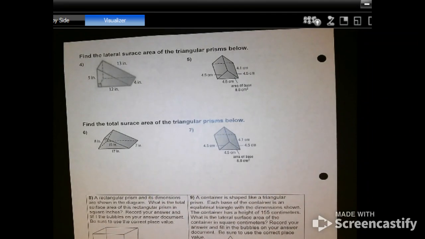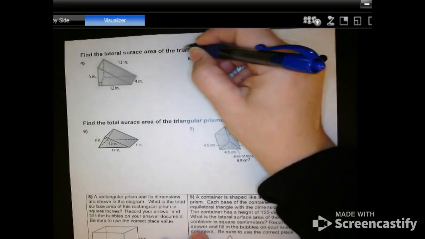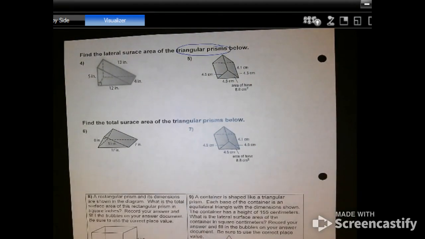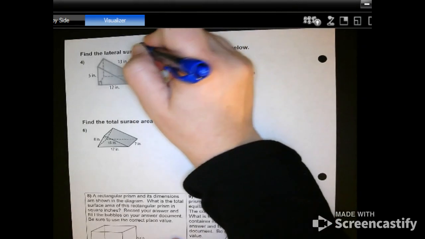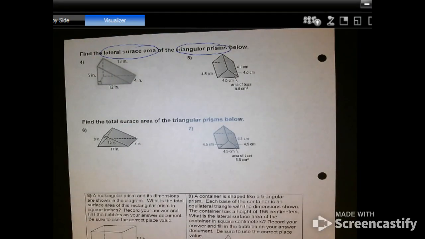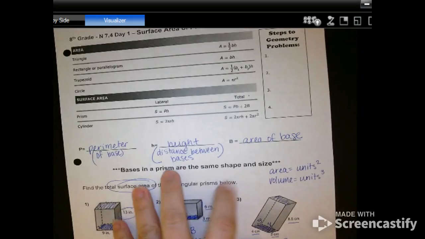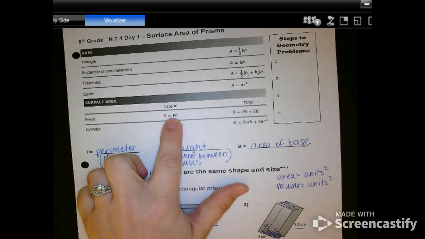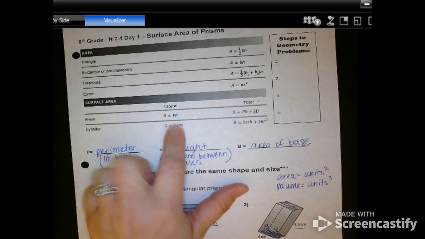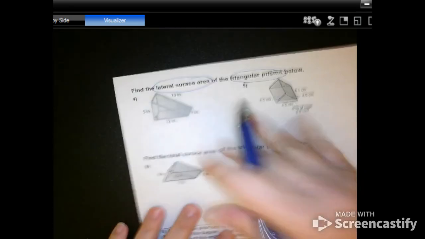Okay. Look at the words above the shapes. What is different right here? They're triangular. They are different shapes. What else? Lateral. It says lateral. What did we find on the front? Total. Does this say total? No, it says lateral. Do I have a different formula for lateral? Yes. Okay, what does P stand for? Perimeter. What does H stand for? Okay, so all I have to do now is PH.